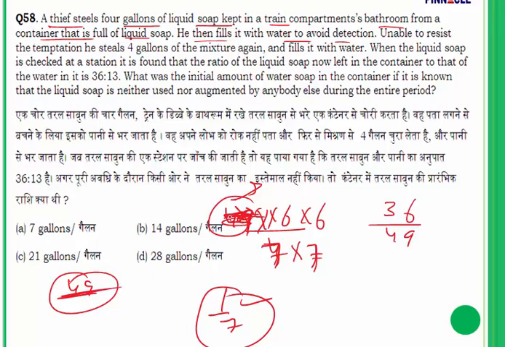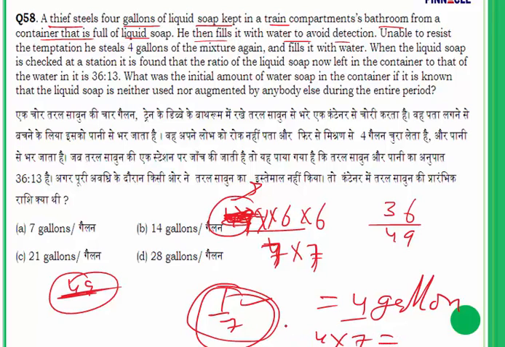It would remain. So here you will get 1 by 7 is the amount which has been taken away, and that is equal to 4 gallon. It means one part would be equal to 4 into 7. If 1 by 7 is equal to 4 gallon, 1 would be equal to 28 gallon. So initially it was 28 gallon, and 1 by 7 of it is removed initially, and then again 1 by 7 of it removed again, and the remaining is 6 by 7, which is making it 36 by 49. So answer is 28 in this case.